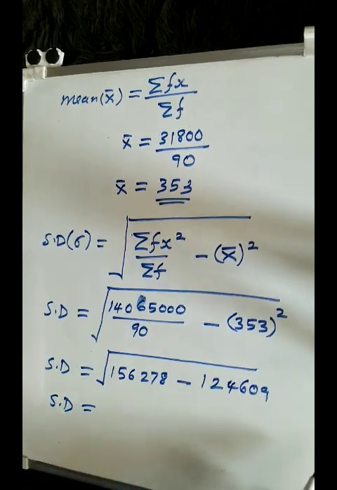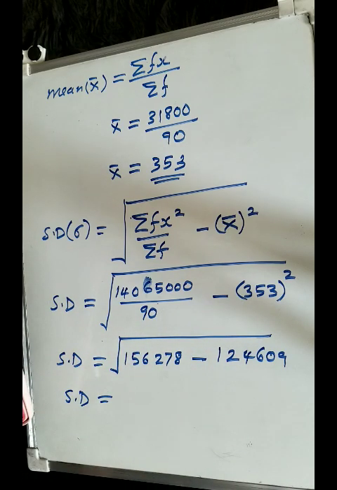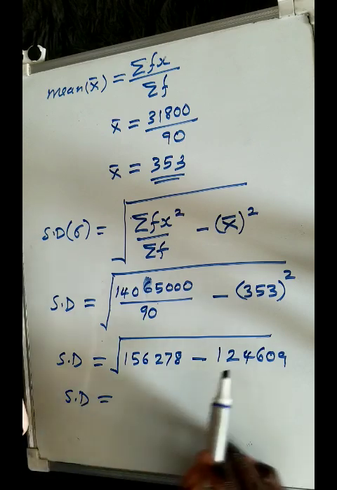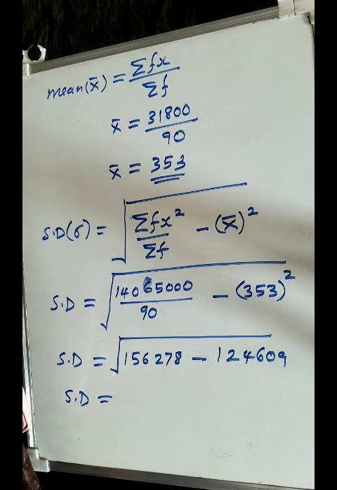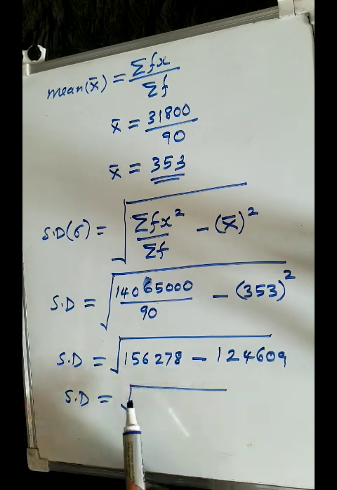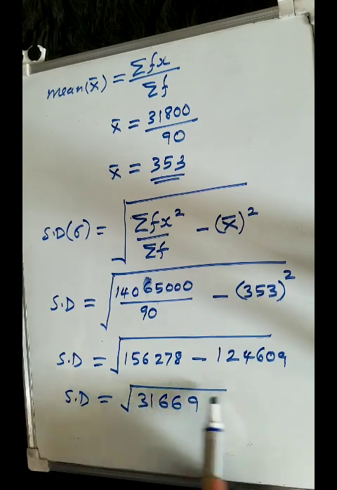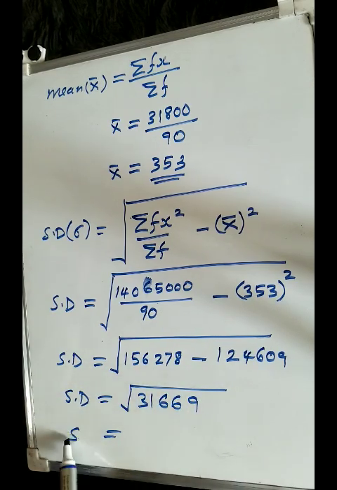So the standard deviation there is going to be 156,278 minus this value, 124,609. So what is that giving me? If you are doing it, it is giving me 31,669. Then from there now you can find the square root.